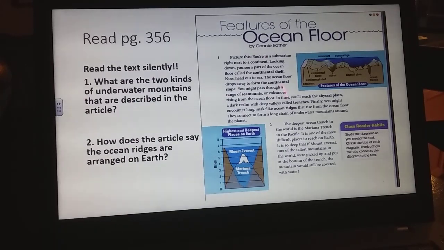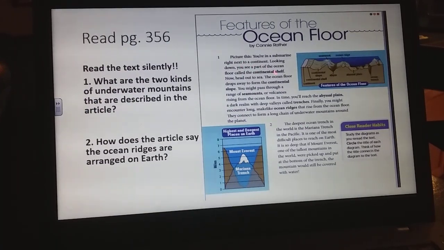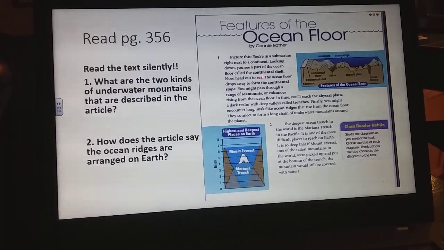So let's jump right in, and we're going to read about the features of the ocean floor. We got one thing from the visual. Let's see what the text tells us. All right, it says, picture this. You're in a submarine right next to a continent. Looking down, you see a part of the ocean floor called the continental shelf. So when I look over to the side, you see your continental shelf. It's the second label right here.